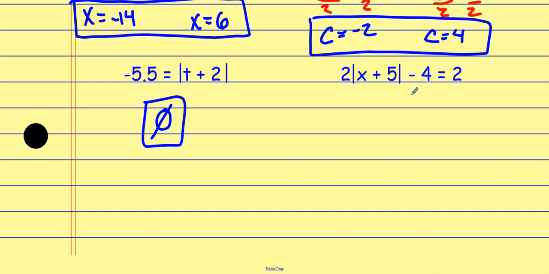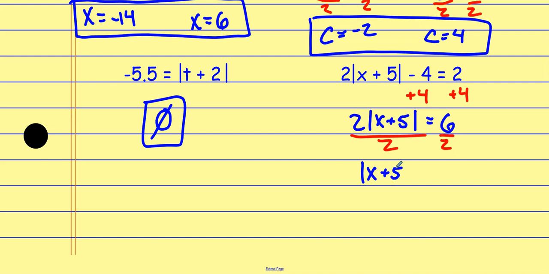So here I'm going to get rid of the subtracting 4 by adding 4. And you can always also think of it as getting the absolute value by itself first, okay? But again, if I'm working backwards through the operations, I have to undo the absolute value last. Inclusion symbols go last. So now I have to undo that multiplication. To undo multiplying by 2, I divide by 2. Now I can start talking about getting rid of that absolute value.